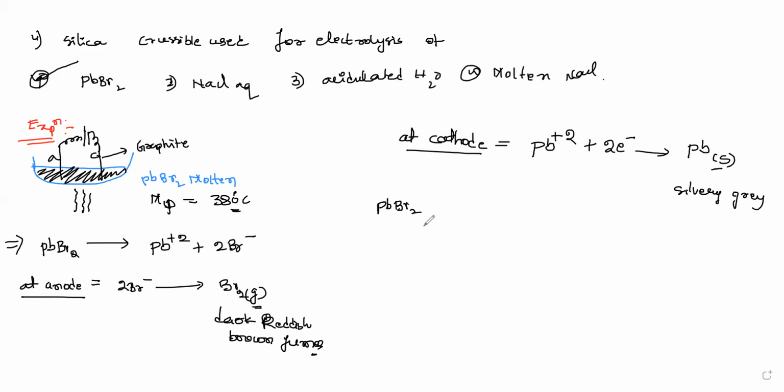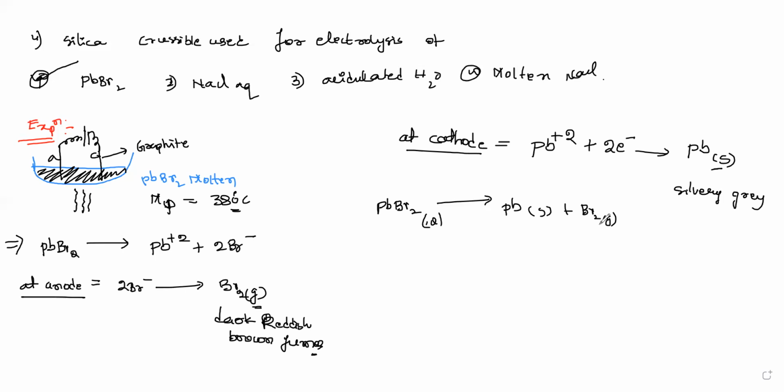Then the overall reaction can be understood like this: PBr2 liquid, meaning the molten state, converts into Pb solid and Br2 gas. This is the electrolysis of PBr2. In this one, why are we using silica? Silica can withstand high temperature also.